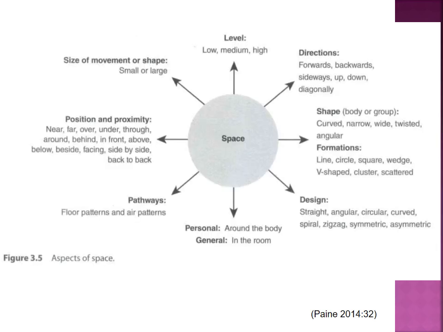Here's another visual representation of space. So there we've got our levels: low, medium, high, directions, shape, formations, design, personal and general, pathways, position and proximity, and the size of movement or shape. So you can see we've got such a variety of ways that we can move using space, which again are going to create interest in the movement that you create. So don't always think about standing up and moving forwards. Why not integrate some different directions, some different levels, some different movements to create variety?